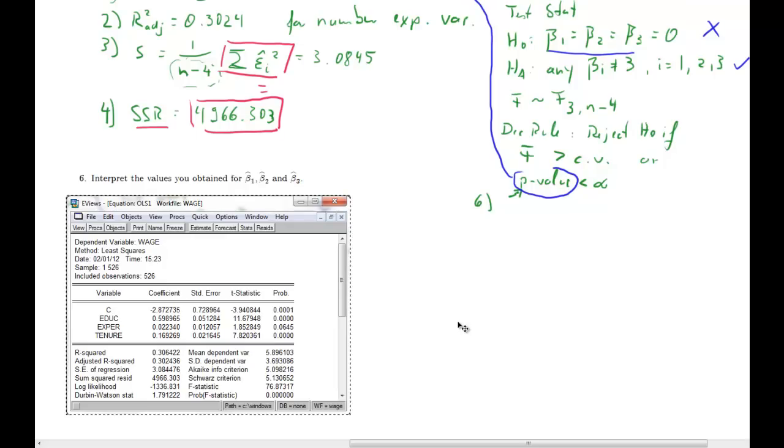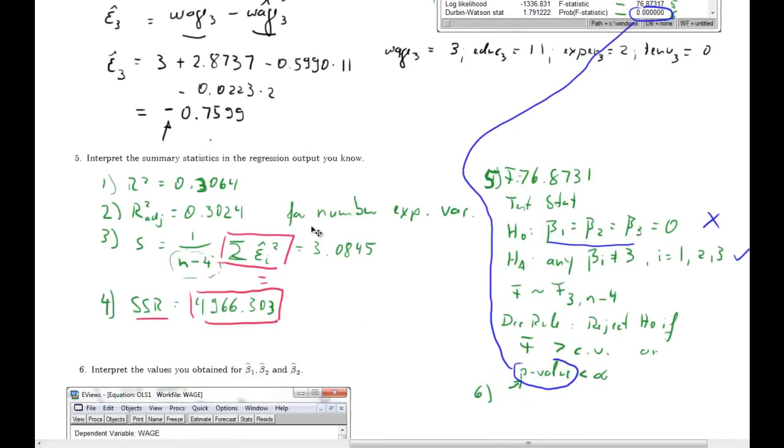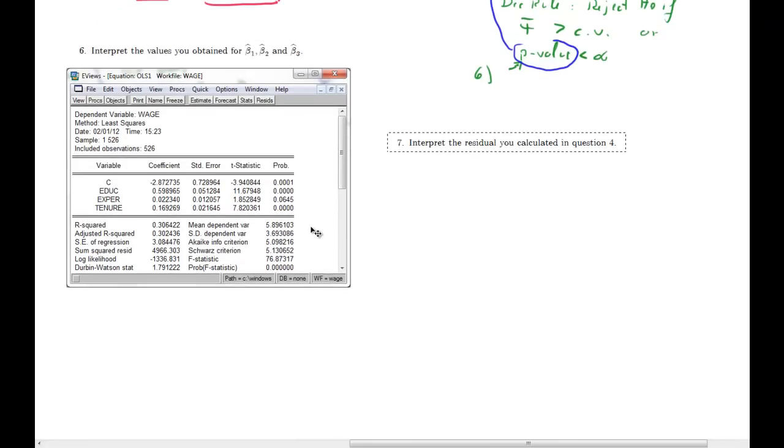Question 7 asks us to interpret the residuals we calculated above in question 4. We've already done that. We interpreted that negative value. We said that we expect, or we predicted, a larger wage than the actual wage of the third employee.